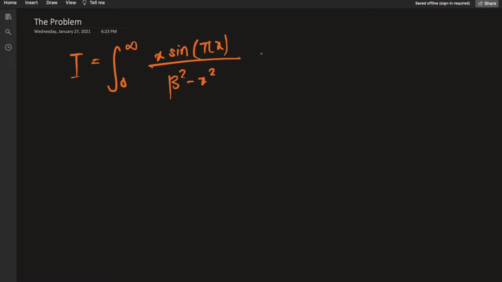Okay, so the problem is I, integral from 0 to infinity, x times the sine of pi x divided by beta squared minus x squared dx. Okay, so before getting started with our complex analysis rituals, I would like to point out one thing.